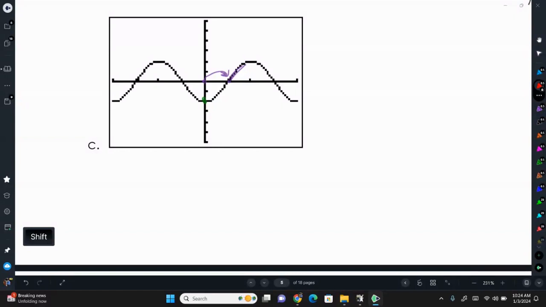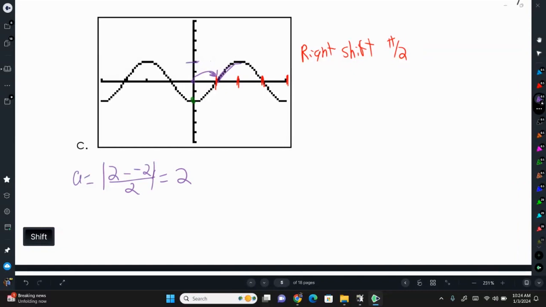So I like to stay with positive values if I can. So I'm going to say that this is a right shift. Now, again, you could say this is a left shift, and you would still be correct as long as you have a negative sign instead of a positive sign. So we're going to have a right shift of pi over 2. And again, we know it's pi over 2 because each of these tick marks, we are told, represents pi over 2. Now our amplitude, A equals the max 2 minus negative 2 over 2, which is going to give us 2. So our A value is 2.